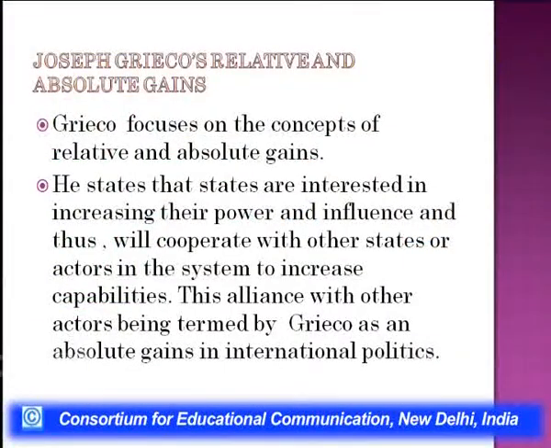They want to increase their influence because they try to dominate world politics. They want more and more security to counter their traditional enemies. So here, Grieco tried to say that once a state tries to increase its capability through cooperating with other states, it means they try to increase their influence just to get dominance in world politics, and that he considers as absolute gains.